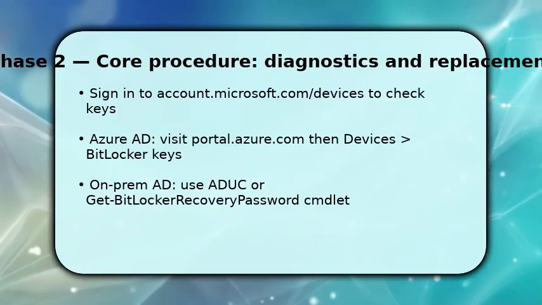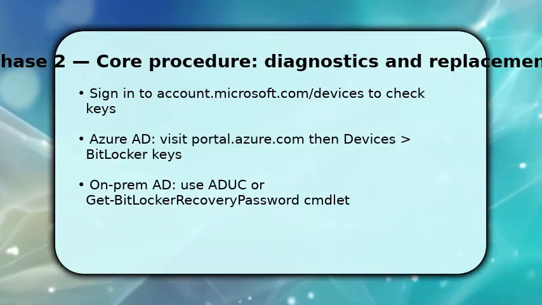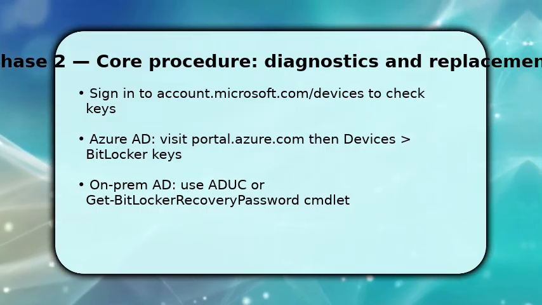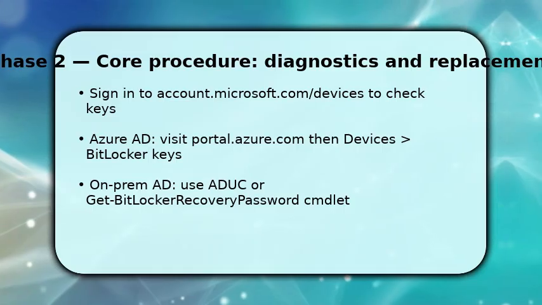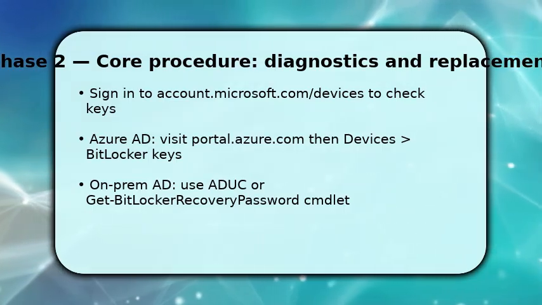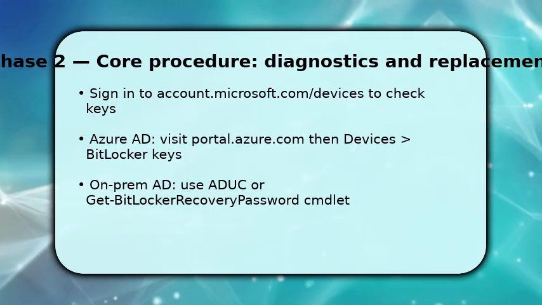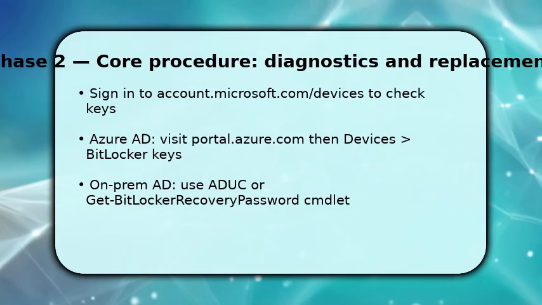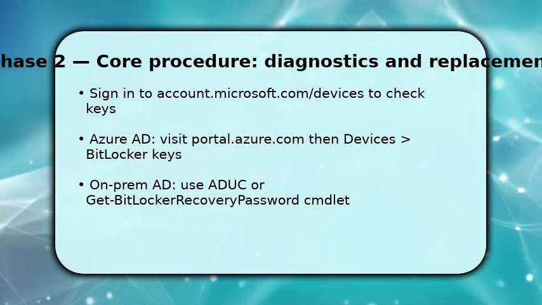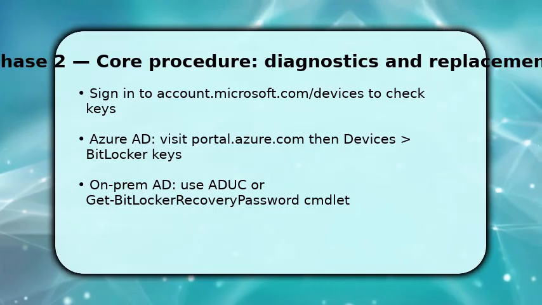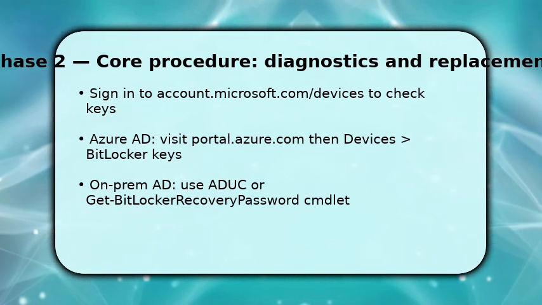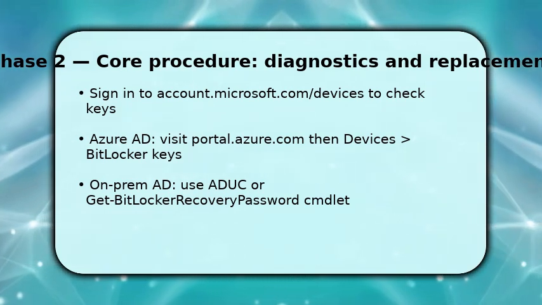Now you proceed to the middle steps. Check your Microsoft account first by signing into account.microsoft.com and opening the Devices section. If BitLocker was linked, the 48-digit key may be listed. If the PC is Azure AD joined, go to the Azure portal, navigate to Devices, and view BitLocker keys tied to the device. For domain-joined computers, query Active Directory or run the Get-BitLockerRecoveryPassword PowerShell cmdlet against the computer object to retrieve the recovery password.